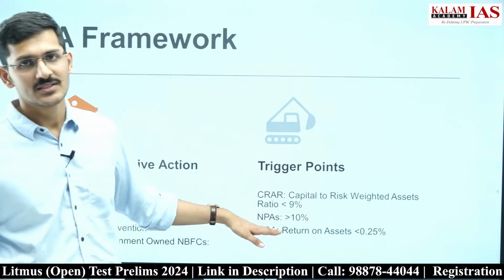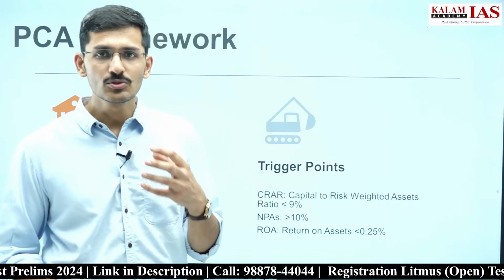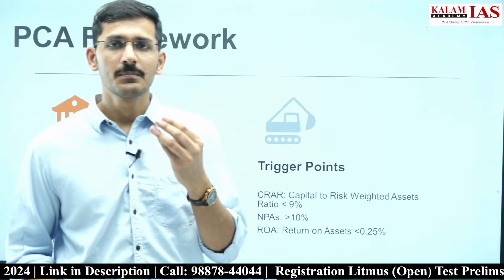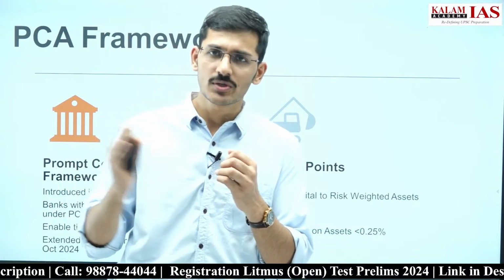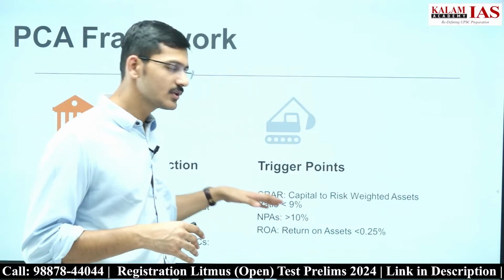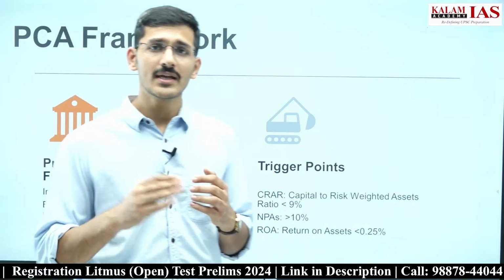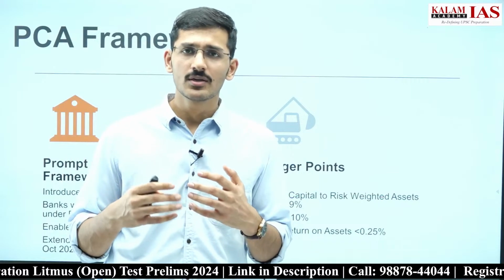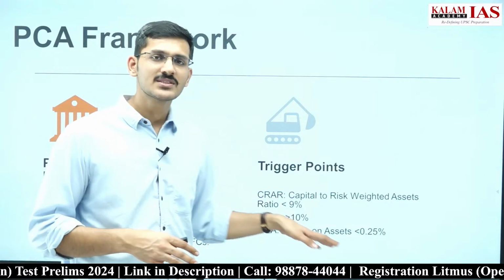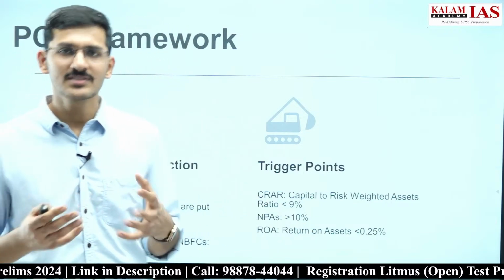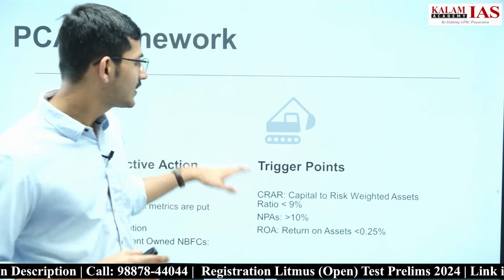Second is non-performing assets. Non-performing assets are basically the loans which have failed to repay the principal or the interest for more than 90 days, then they fall under the non-performing asset category. If I have lent 100 rupees and more than 10 rupees are due for more than 90 days, then those assets will fall under the NPA. And if the NPAs are more than 10% of all my assets, then the bank will fall under the PCA framework. And the third is return on assets.